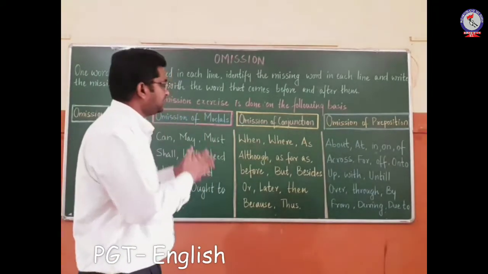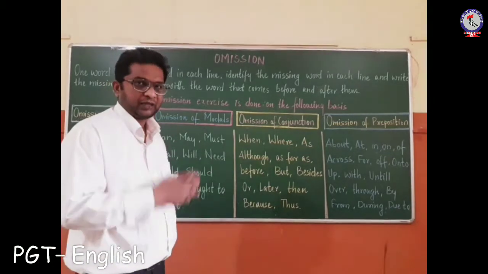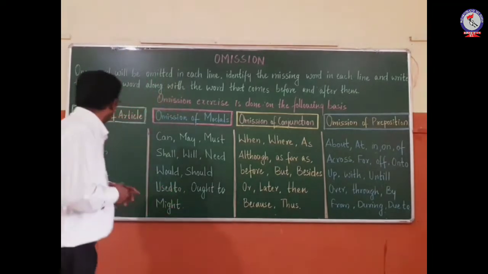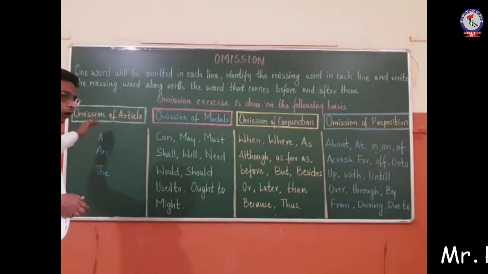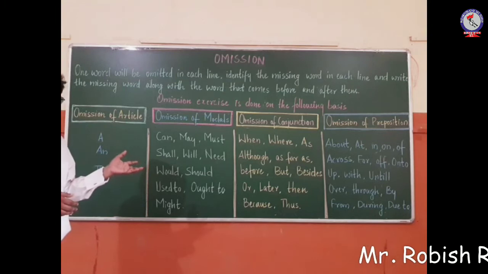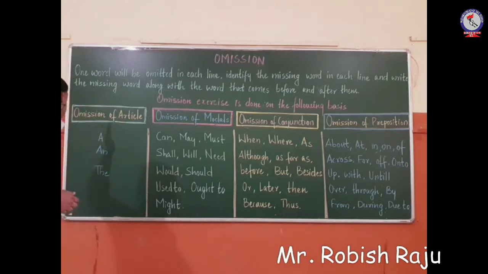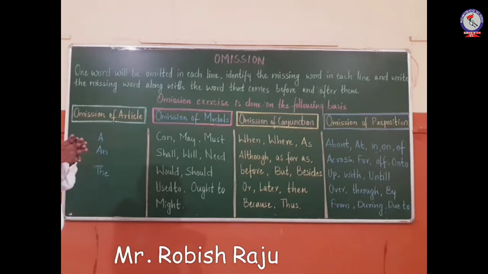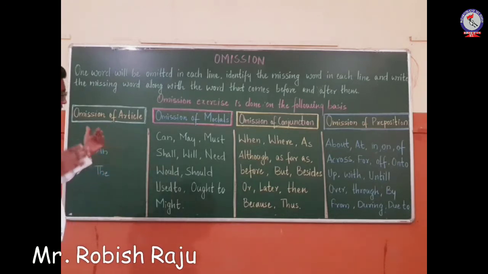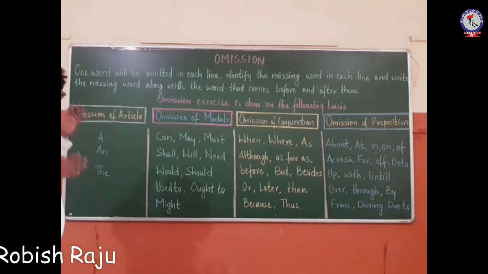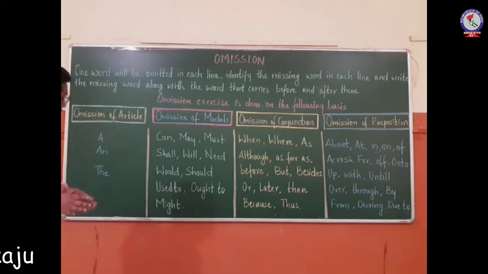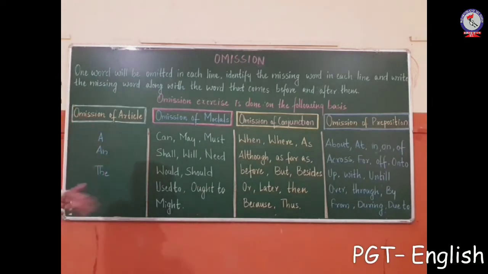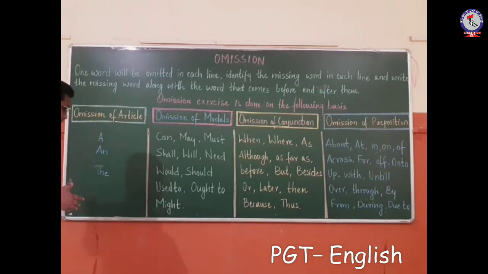What will be the types of omission in a paragraph? Let us see one by one. First, we have the omission of article. Which are the articles? A and the. So we must be well acquainted and familiar with the utility or usage of articles. When a will be used, and will be used, the will be used.